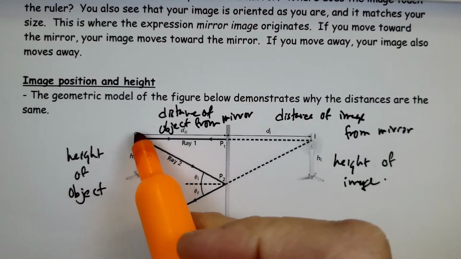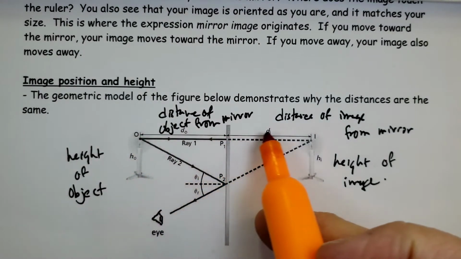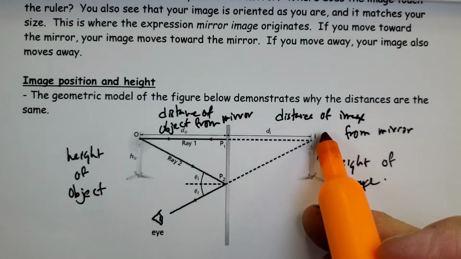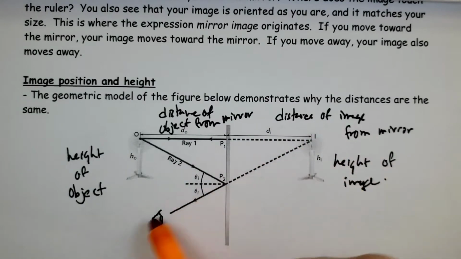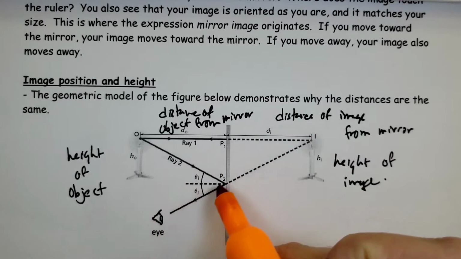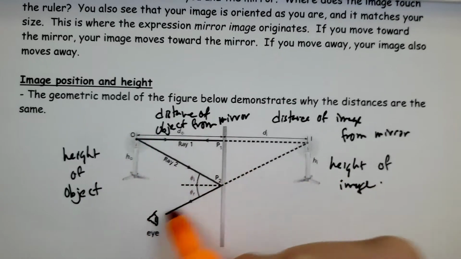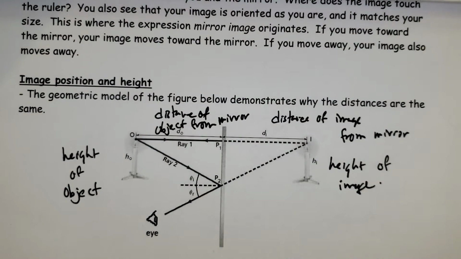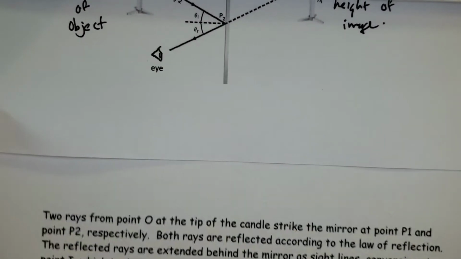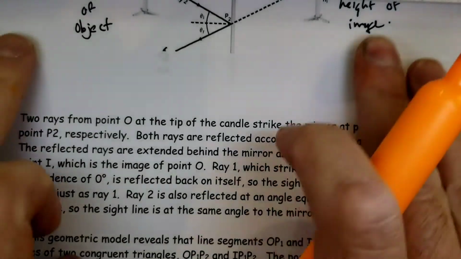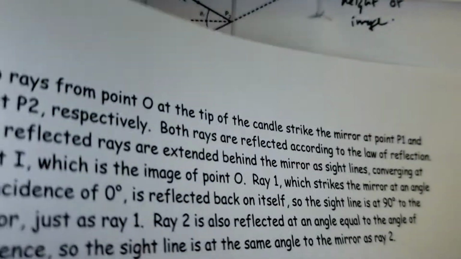So of course, if this is a candle, it appears that the candle is on the opposite side of the mirror. Our eye seems to think that it's coming from there, but of course it's coming from the mirror, with that incident ray being reflected off there and us seeing the reflected ray. The two rays from point O at the tip of the candle.